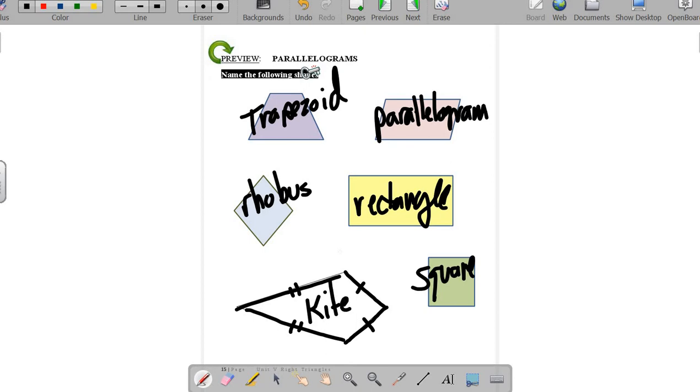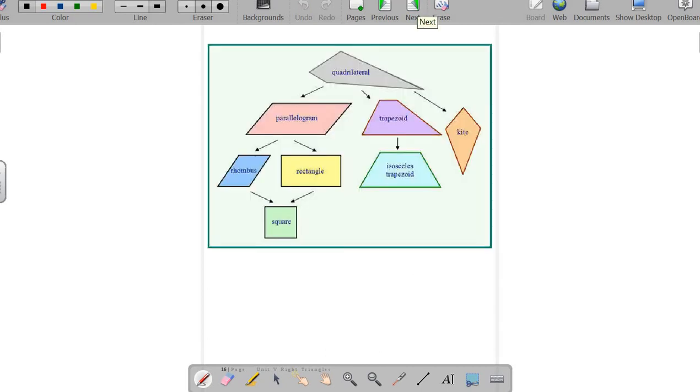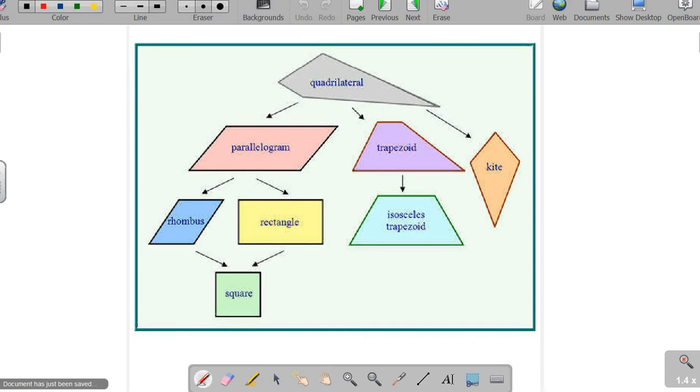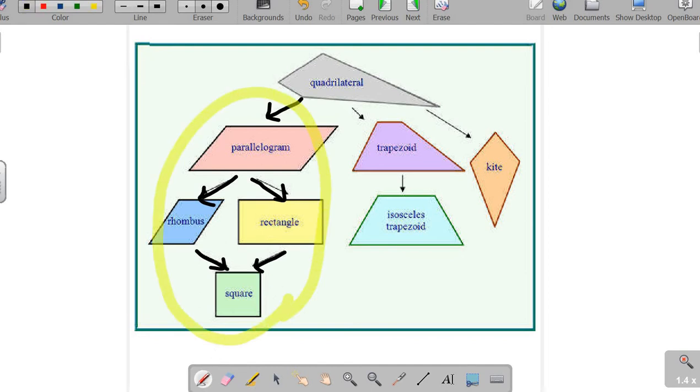So we're going to be focused for the next 3 lessons on these quadrilaterals. This is called the quadrilateral family tree. So a quadrilateral is the generic for any four-sided shape. And then you have 3 branches in this family. You have the parallelogram family, which means a rhombus and a rectangle are descendants of or related to a parallelogram, and a square is related to both a rhombus and a rectangle. So this is one branch of the family tree.